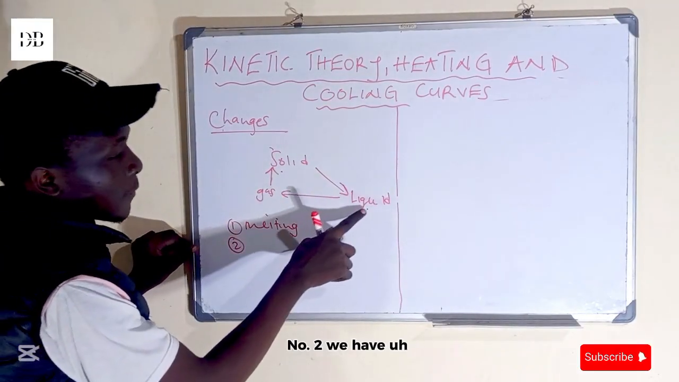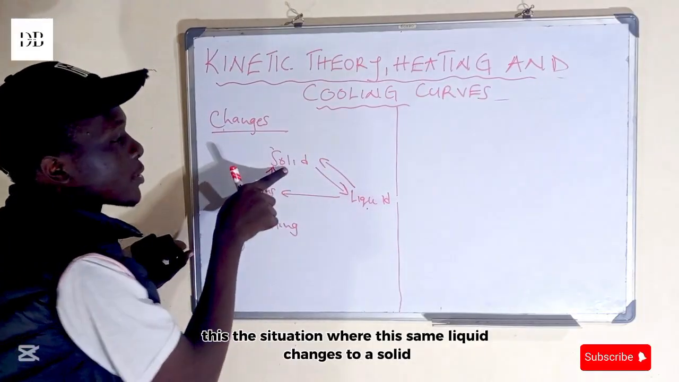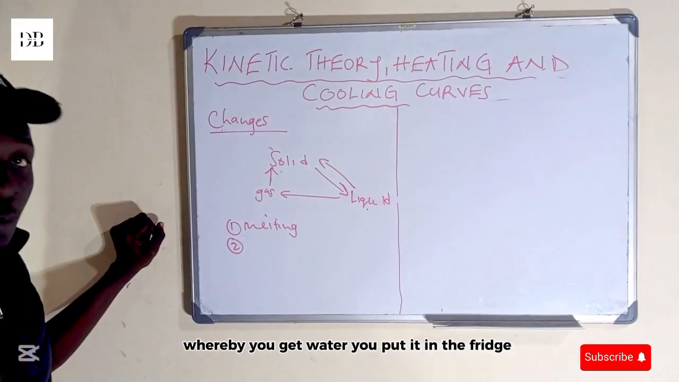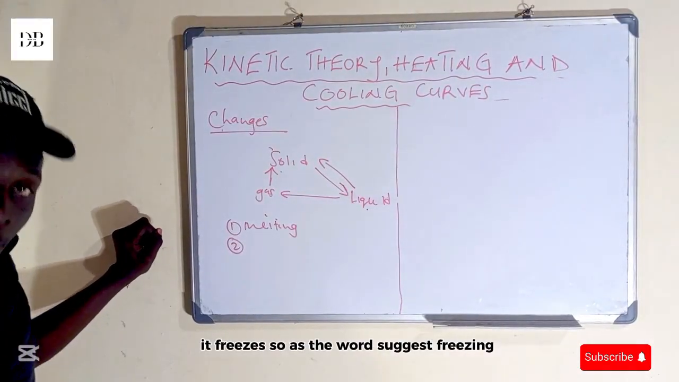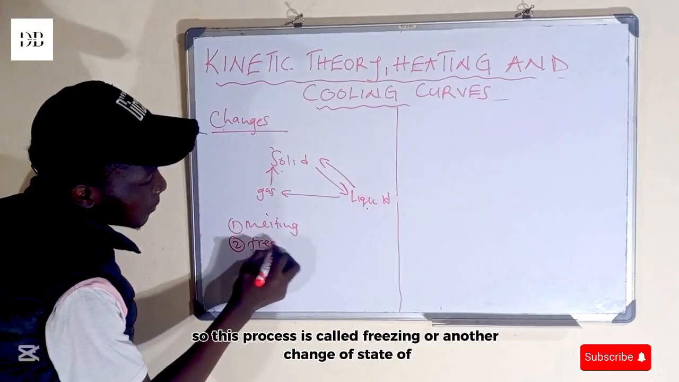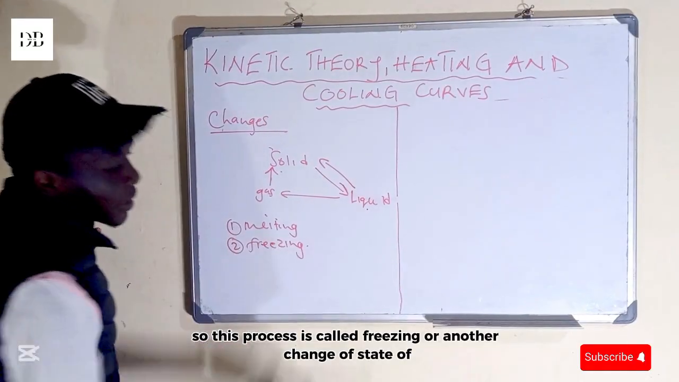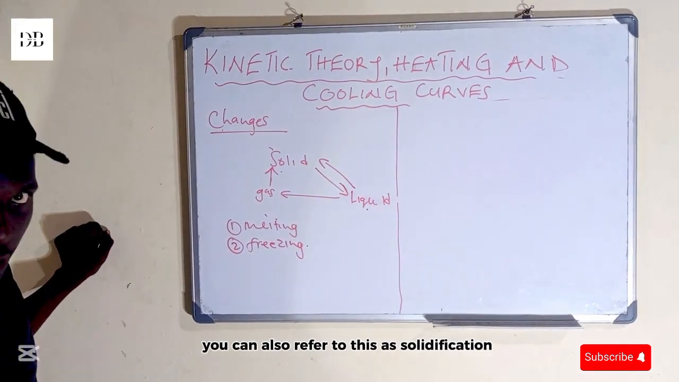Number two, we have the situation where a liquid changes to a solid, whereby you get water and put it in the fridge, and it freezes. So as the word suggests, this process is called freezing, another change of state of matter. You can also refer to this as solidification.